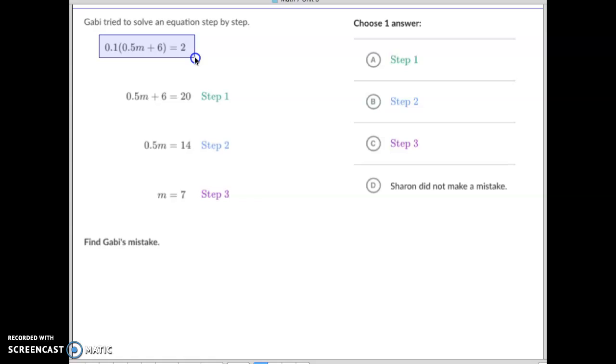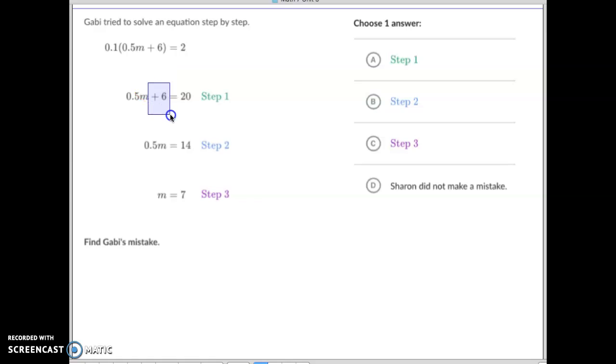Normally we would want to distribute, but this isn't find their not recommended move. This is find a mistake. And dividing by 0.1 right away is not a mistake. So when you divide by 0.1, the 0.1's will cancel, as they did. And 2 divided by 0.01, if you do that on the calculator, it actually does equal 20. So far, step 1 is correct.